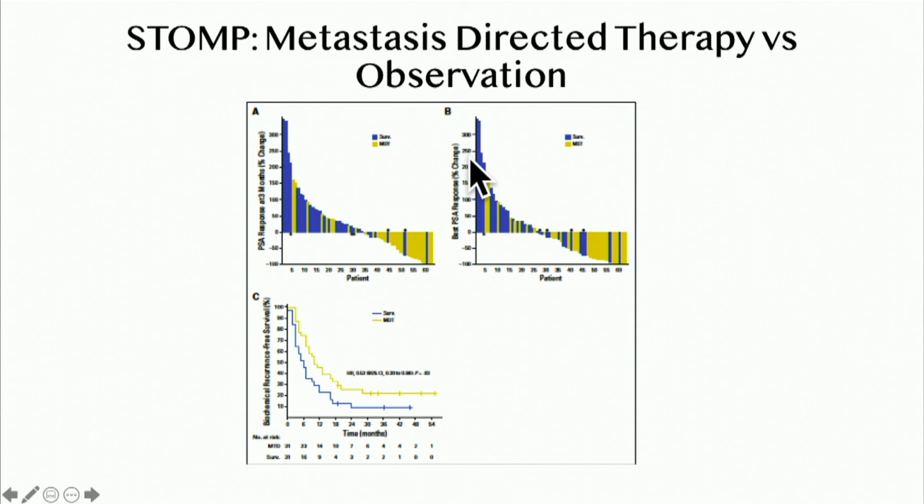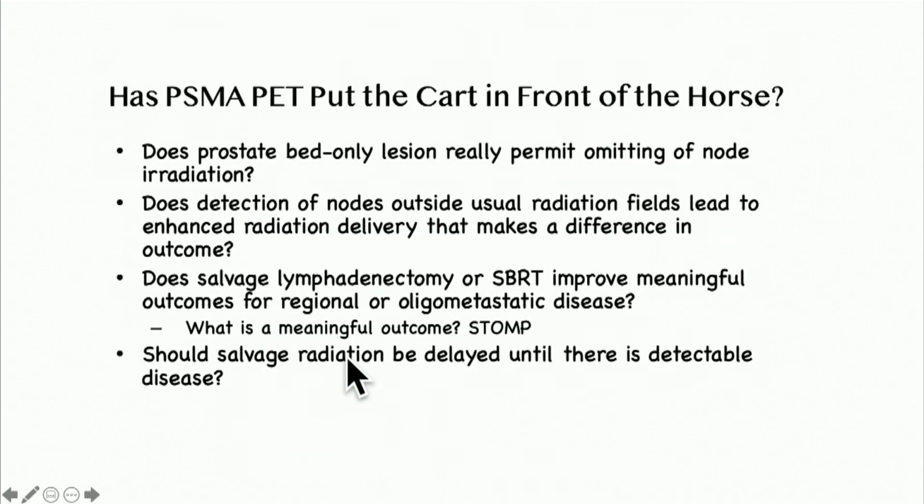In terms of metastasis-directed therapy, this is the STOMP trial. It's one of a number of trials ongoing in the oligometastatic setting. Certainly by going after metastases that are detected by PSMA, you can get PSA declines, and at least the time to hormonal therapy is delayed. Whether that's really a valid endpoint is a big question mark.